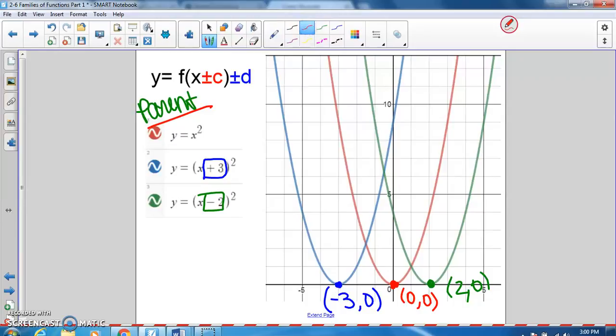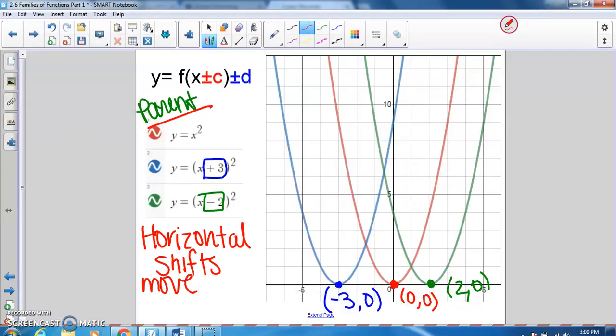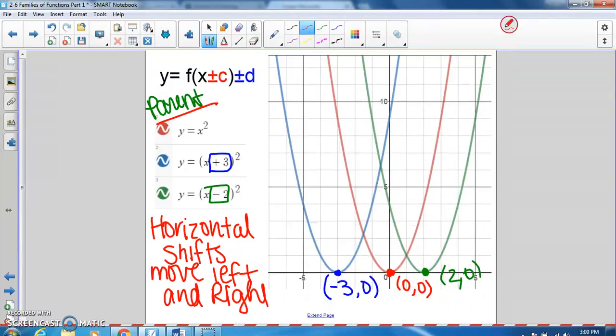So these are horizontal shifts, and we move left and right. But always remember, horizontal is the opposite of what we would originally think.